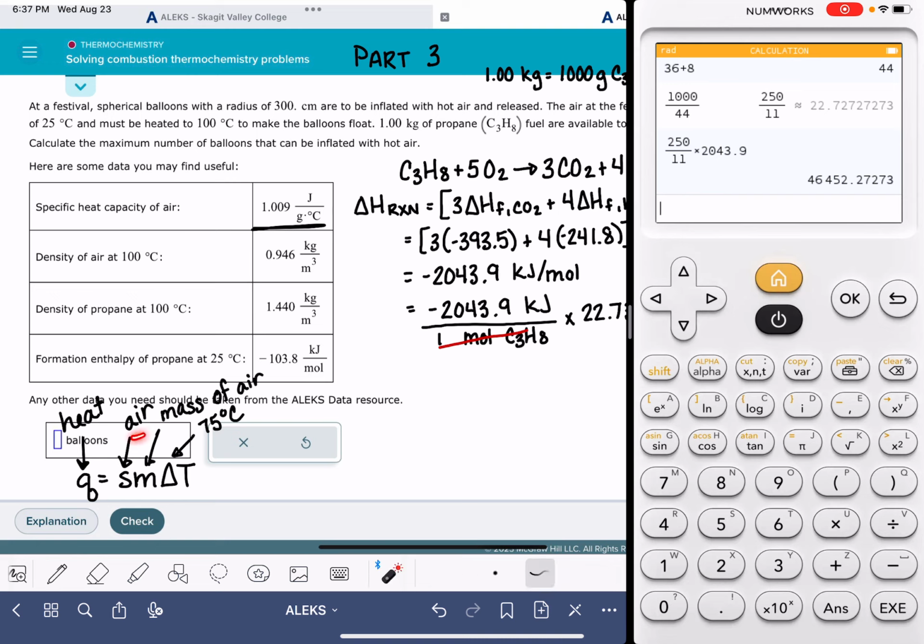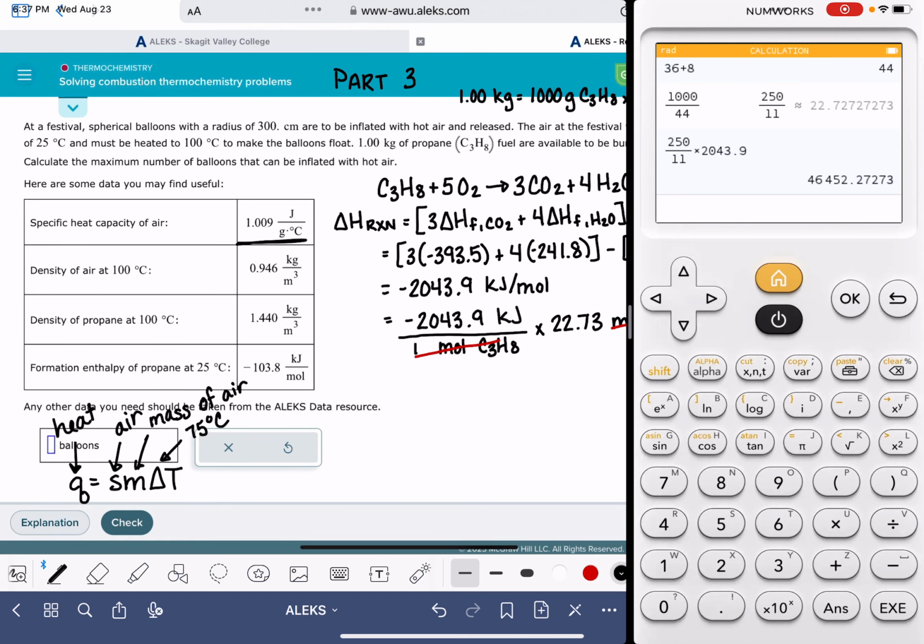So this is the mass of the air. What we need to do is figure out how much air is inside each one of these balloons. And to help us figure that out, we have the density of the air. If we know the volume of the balloon, which we can calculate because we know the balloon's radius, we can use the density to figure out the mass of air inside each one of those balloons. There is so much to do in this problem. Okay, so let's calculate the volume of each balloon.